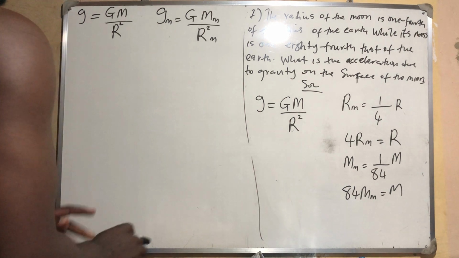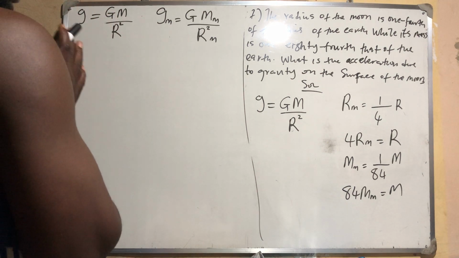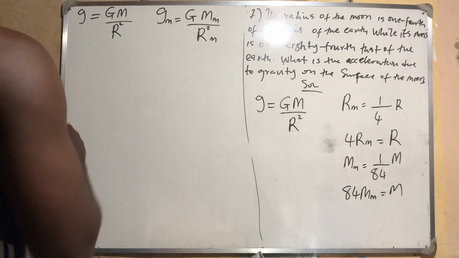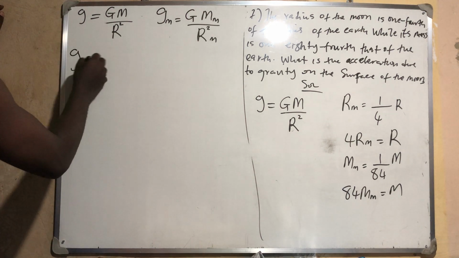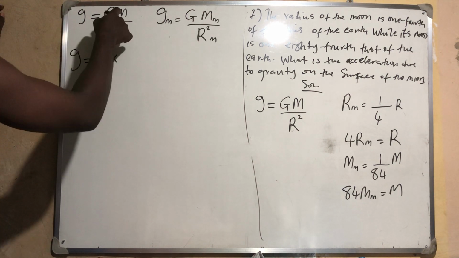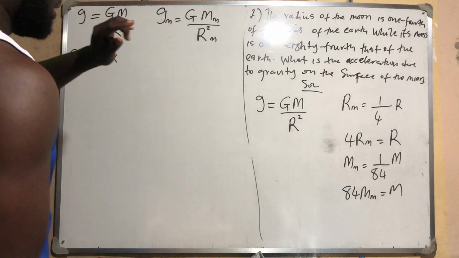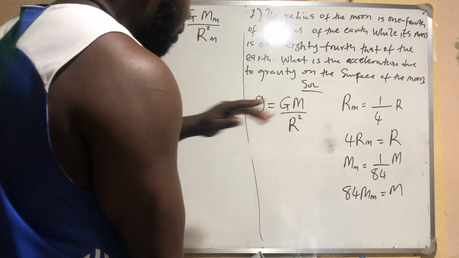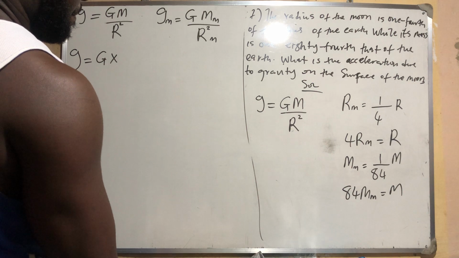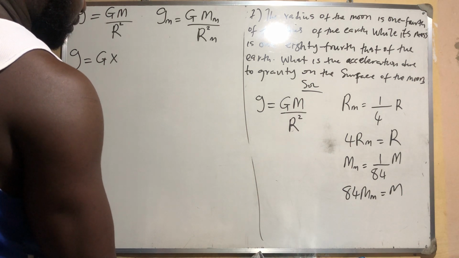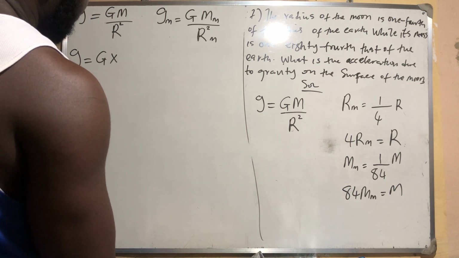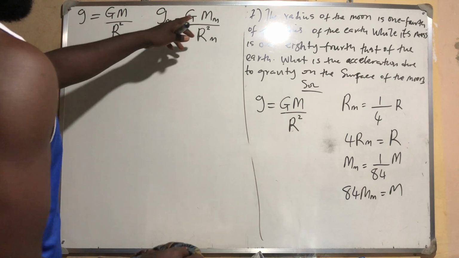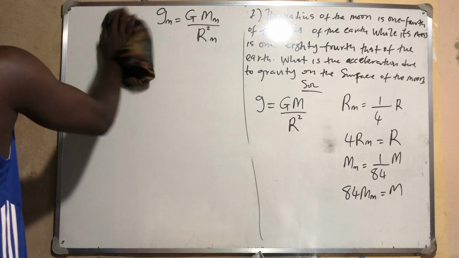From what I've gotten, they gave me this. So I know that my g now will be G times the mass of the Earth. The mass of the Earth, M, is equal to 84 mass of the moon. But I don't know the mass of the moon, which means I'm going to start from here in calculating it.